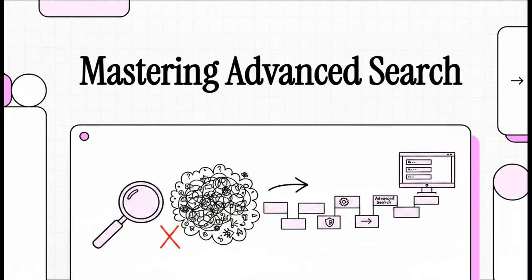We're diving into a masterclass on the Advanced Search Interface in Web of Science, which is an incredibly powerful tool designed to give you absolute control over your bibliographic searches.